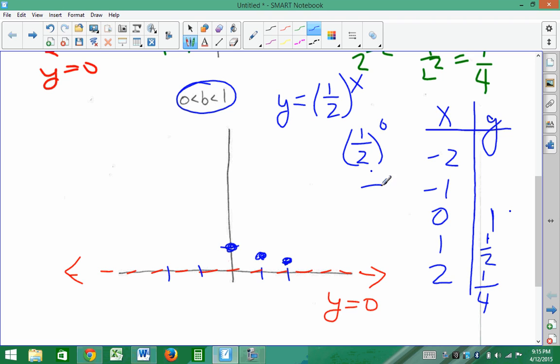If I take 1/2 to the -1, what that means is we're going to flip that over. So when we flip that over, it becomes 2. So -1, 2. And if we take 1/2 to the -2, flipping that over would be 2 squared, or 4.